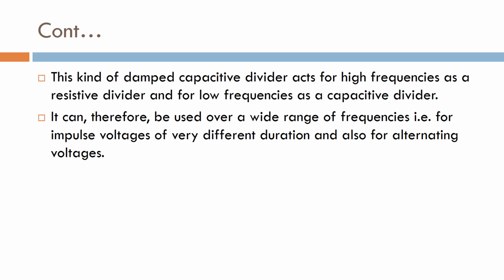This kind of damped capacitive divider acts for high frequencies as a resistive divider and for low frequencies as a capacitive divider. It can therefore be used over a wide range of frequencies, that is, for impulse voltages of very different duration and also for alternating voltages. So this is how high voltage is measured with the help of the capacitive voltage transformer.